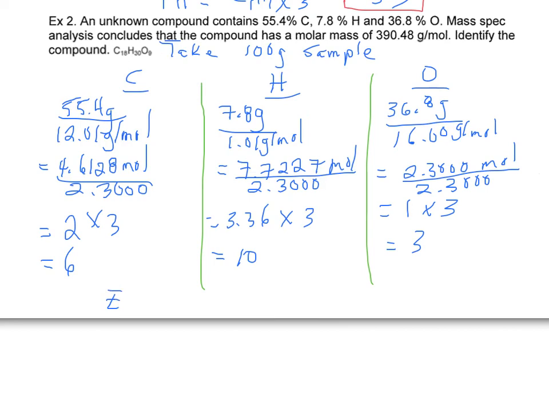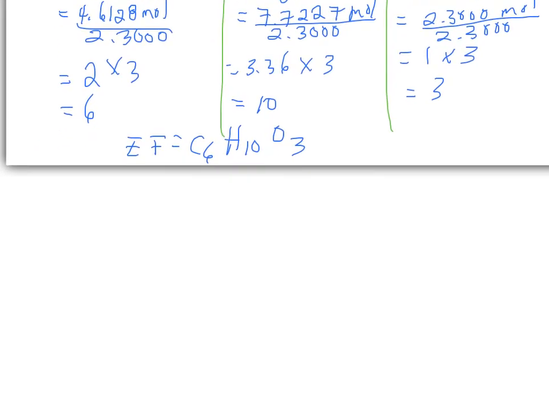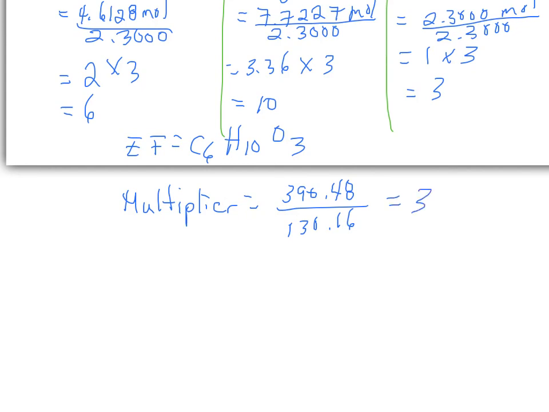That gives me the empirical formula C6H10O3. Step 6, I determine the molecular multiplier by taking the molar mass of the unknown compound, which is given to us in the question, 390.48 grams per mole, and I divide that by how much my empirical formula weighs. C6H10O3 has a molar mass of 130.16 grams per mole. That gives me a multiplier of 3.